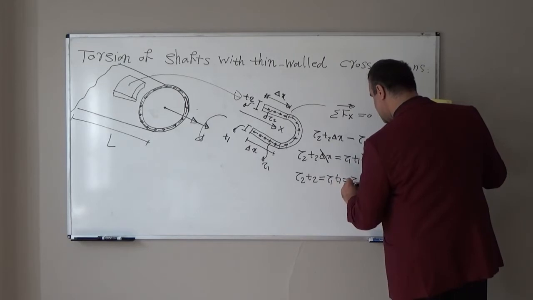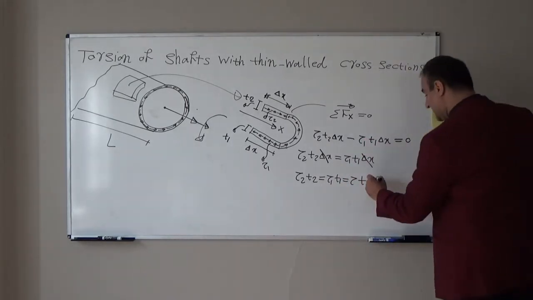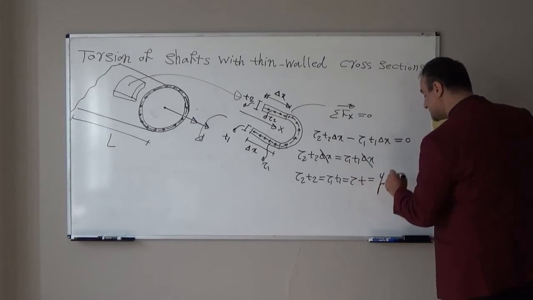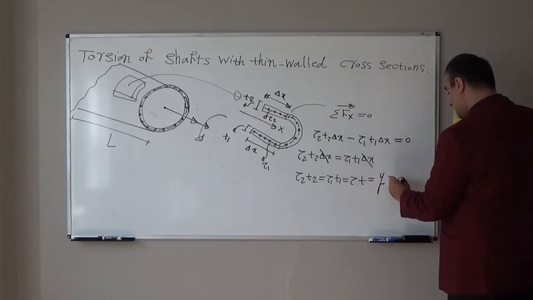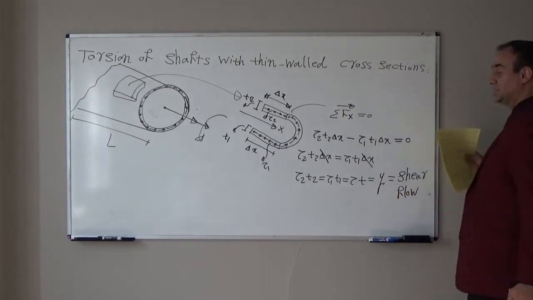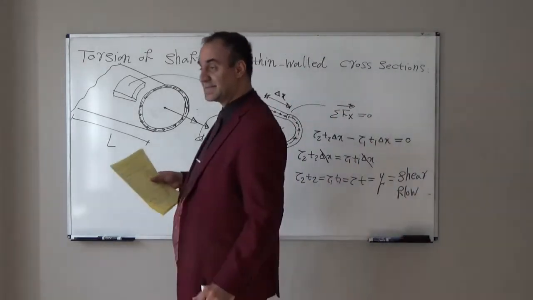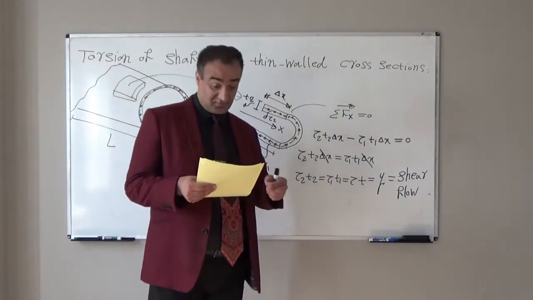So always tau times t is one constant value, and we will show it with lowercase q, and we will call it shear flow. So shear stress times thickness, we will call it shear flow.